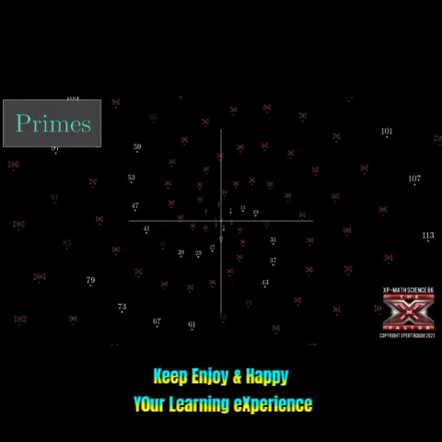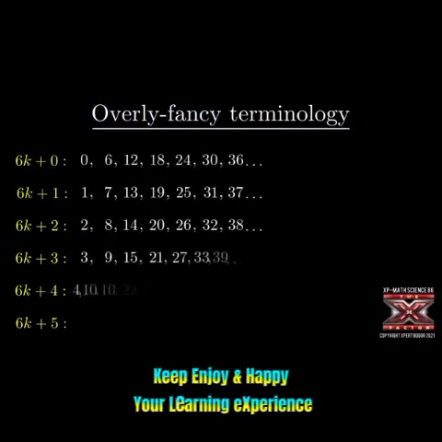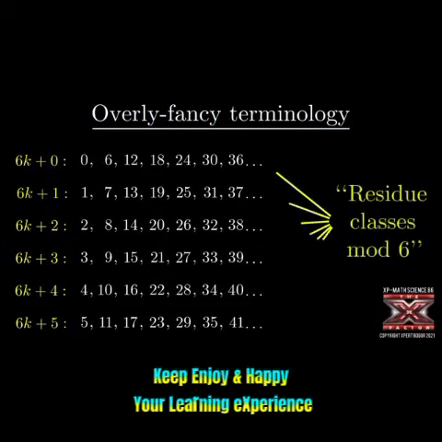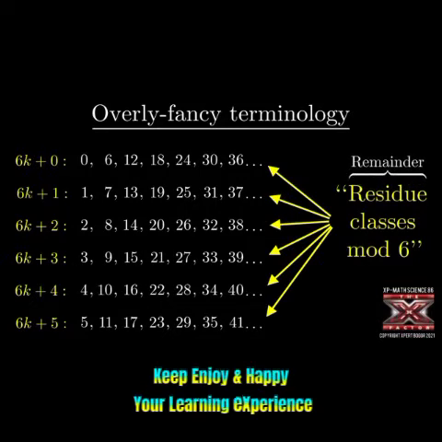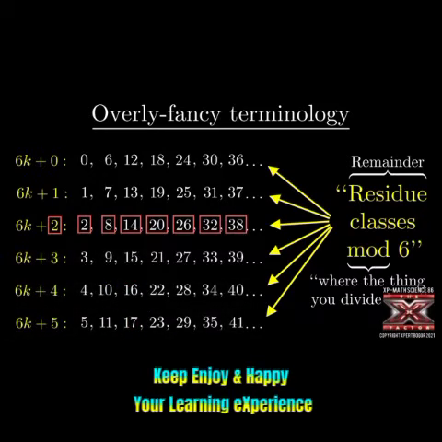And while we're in this simpler context, let me introduce some terminology that mathematicians use. Each one of these sequences, where you're counting up by 6, is fancifully called a residue class mod 6. The word residue here is sort of an overdramatic way of saying remainder, and mod means something like where the thing you divide by is. So, for example, 6 goes into 20 3 times, and it leaves a remainder of 2. So 20 has a residue of 2 mod 6. Together with all the other numbers leaving a remainder of 2 when the thing you divide by is 6, you have a full residue class mod 6.